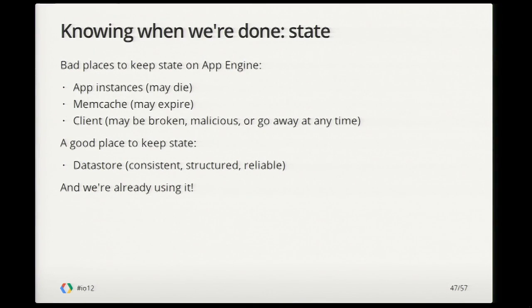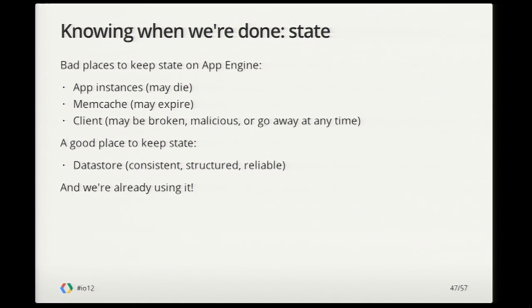So to do this, we had to sort of manage state. And in App Engine, there are some bad places to keep state. One of those places is in app instances, which can just die. So there's no guarantee that they'll stick around. They're not unreliable, but you just can't rely on them.